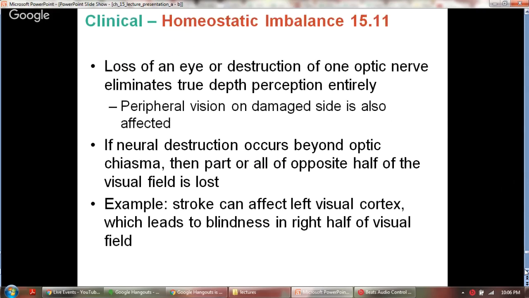The clinical aspect of this topic is that loss of an eye or destruction of one optic nerve eliminates true depth perception entirely. The peripheral vision on the damaged side is also affected. If neural destruction occurs beyond the optic chiasma, then part or all of the opposite half of the visual field is lost. For instance, some patients undergo a stroke, which can affect the left visual cortex, and it could lead to blindness in the right half of the visual field of that individual.